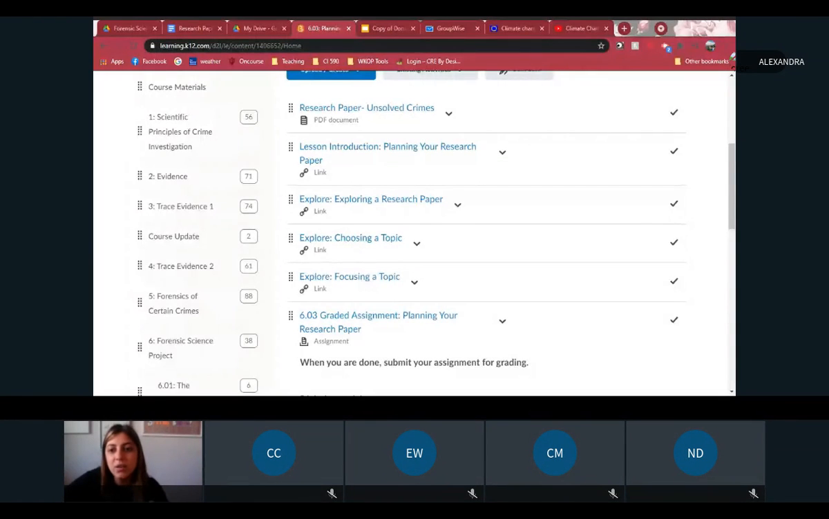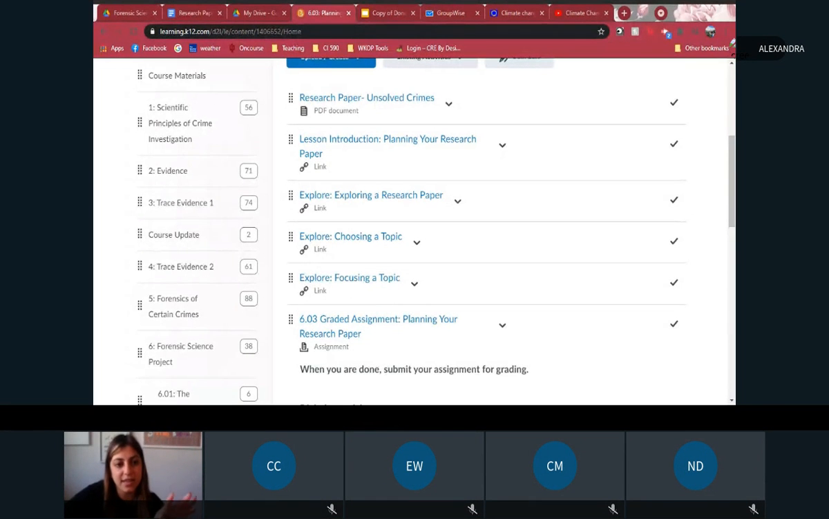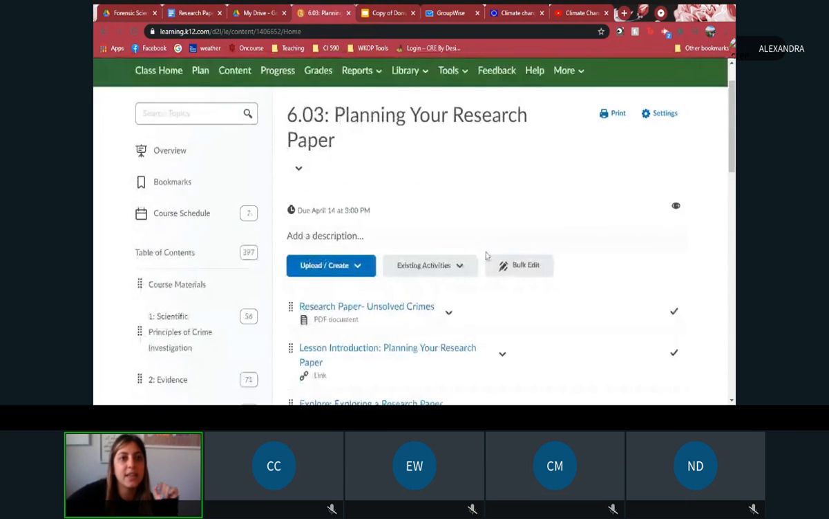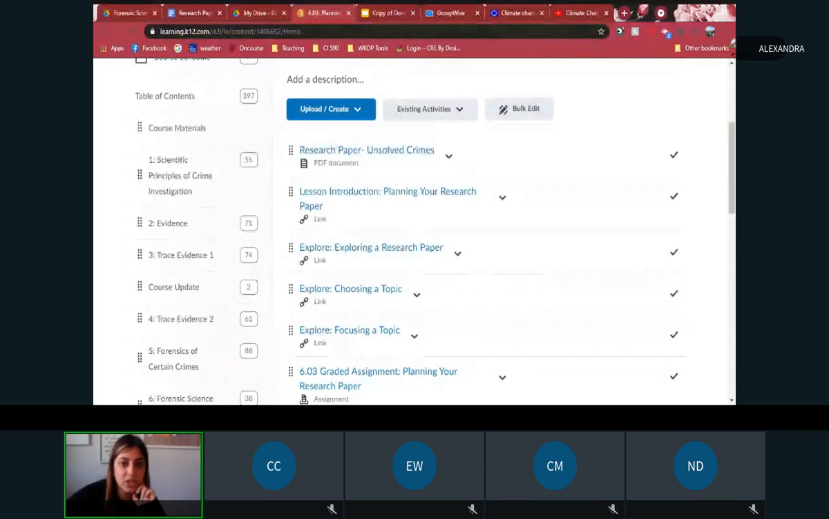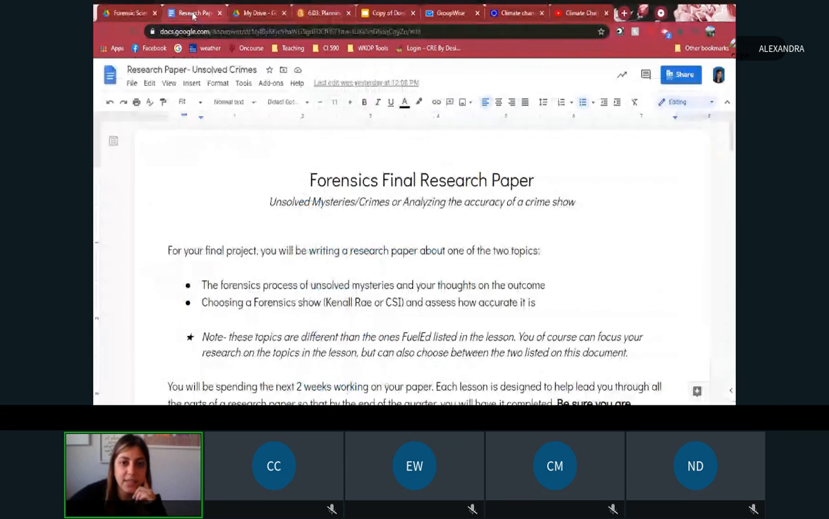Sure that we all know where we can find this document so that when we're done with the lesson, you can still have access to it. Any questions about where we can find it? Okay, so we can see that the research paper is right there in lesson 6.3, I believe it's 6.3. Yep, it's right there, or it's in the announcements page of your forensic site.